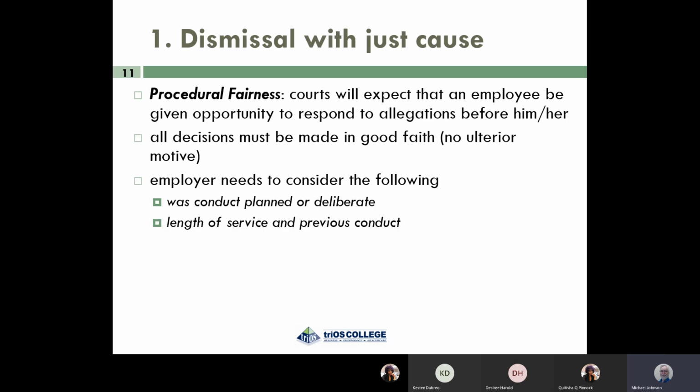And also the length of service and previous conduct. Maybe this individual has been with your organization for a long time, no issues whatsoever, so it requires a different approach. Any extenuating circumstances, such as personal issues or provocation. Again, we need to know what happened. What was the trigger that caused the individual to lose control or to do something that caused danger or harm to other individuals, or simply they started to steal, or whatever it happens to be? What was the cause of it all?